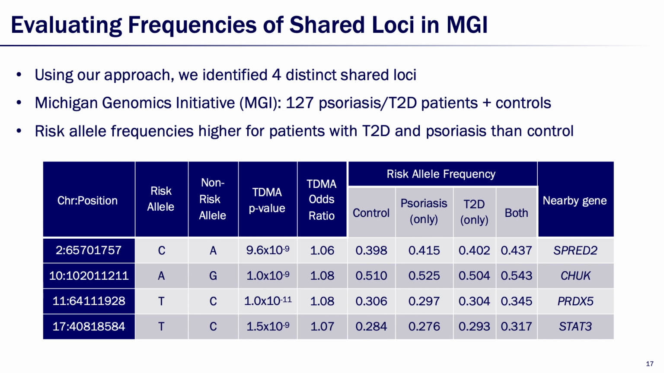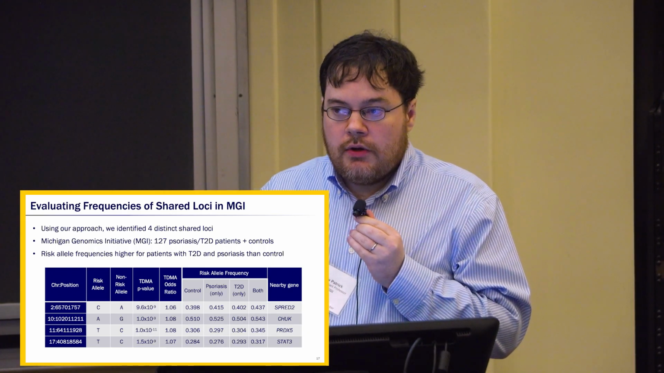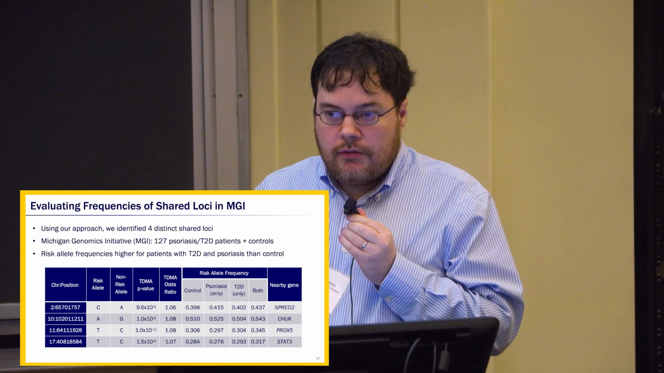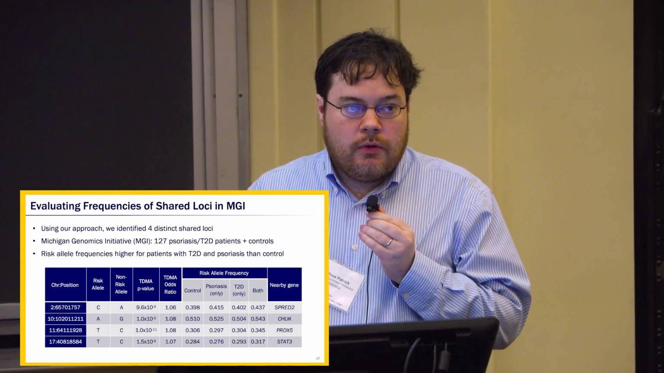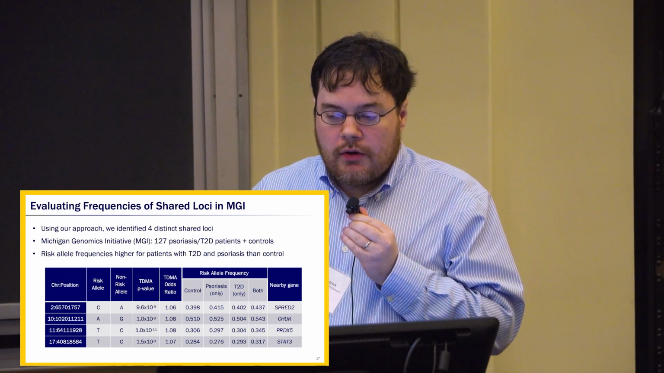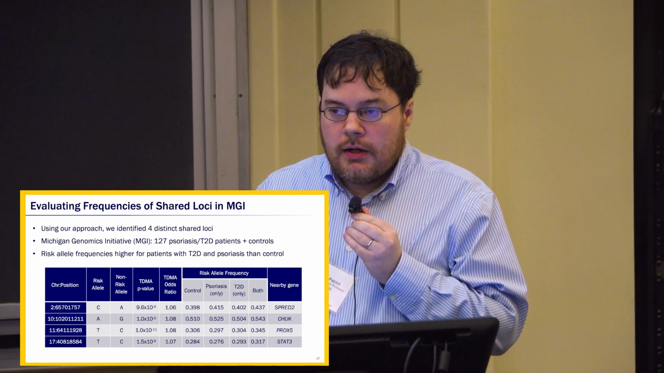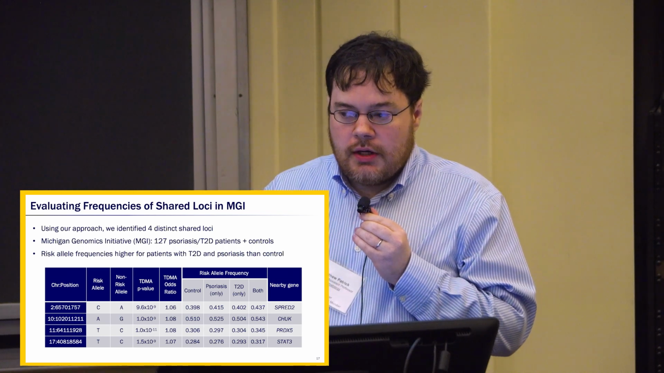Applying this approach, we identified 4 different loci which are shared between psoriasis and type 2 diabetes, and then we applied these to the data in MGI, where we had 127 patients who had both psoriasis and type 2 diabetes. Interestingly, we found that the risk allele frequencies were consistently higher for patients with both diseases than for the controls, suggesting we can, to some extent, validate in MGI data.